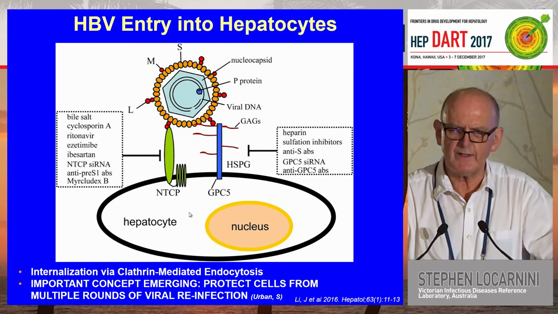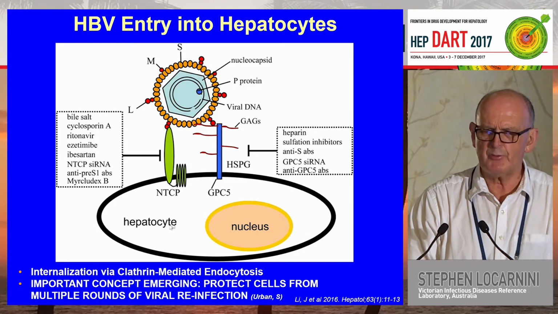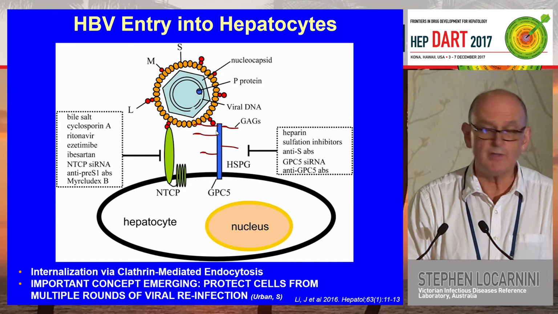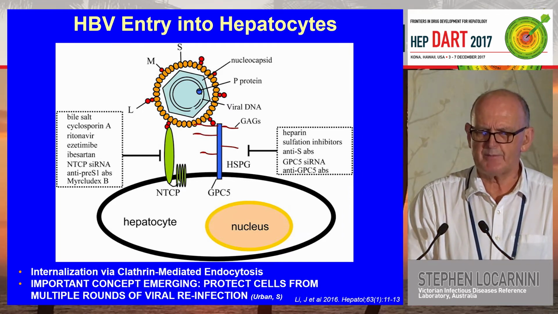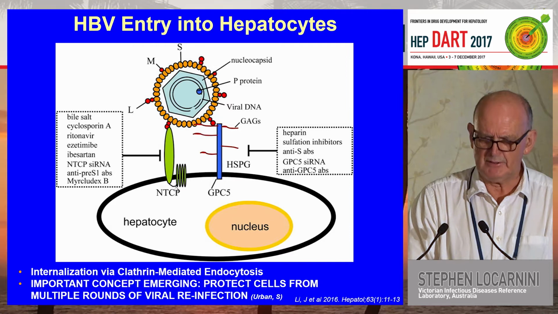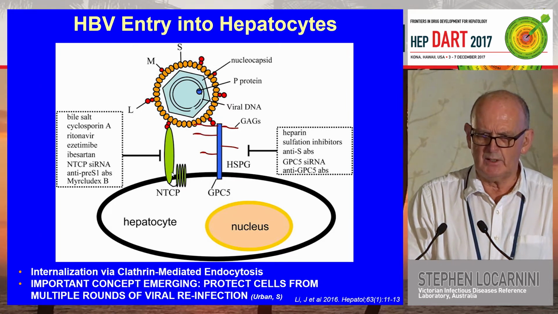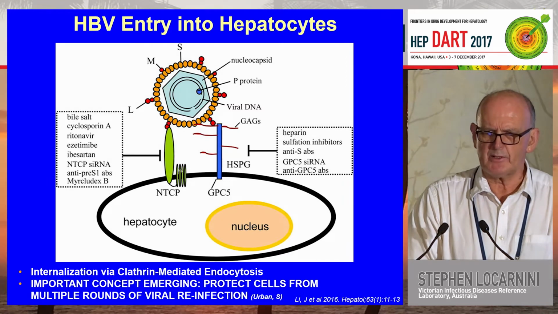So let's have a look at the entry process into hepatocytes. There are two major receptors now. There's the heparan sulfate proteoglycan receptor. This is considered a low affinity receptor, and the A determinant of the surface antigen is the binding domain of that ligand. The major high affinity receptor, the NTCP protein, discovered by Wenwei Li in Beijing, interacts with the N-terminal part of the pre-S1 region, the NTCP binding domain.